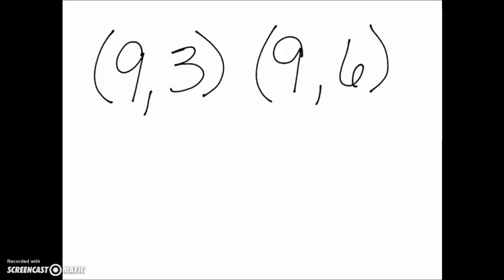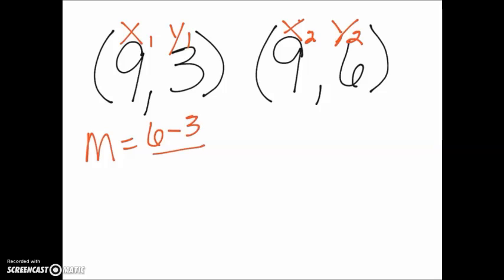Let's try another example. So here we have x1, y1, x2, y2. And when we go to plug those in, we get 6 minus 3 over 9 minus 9. So again, we're going to solve. And when we do 6 minus 3, we get 3. When we do 9 minus 9, we're going to get 0.